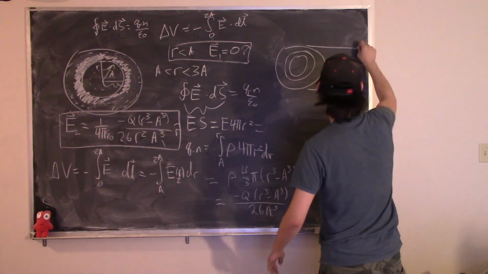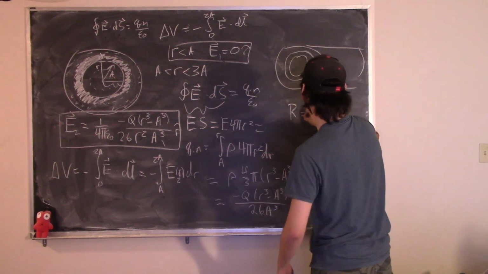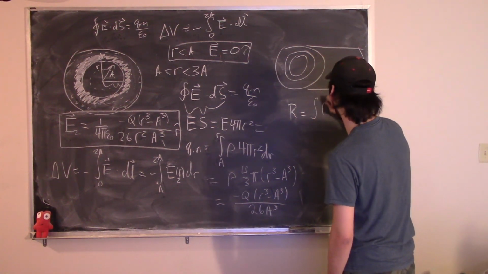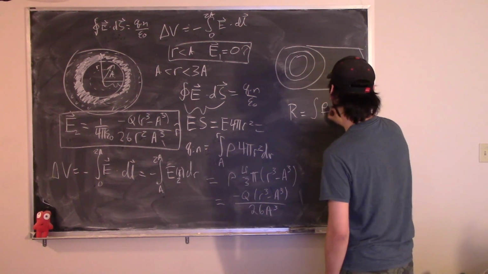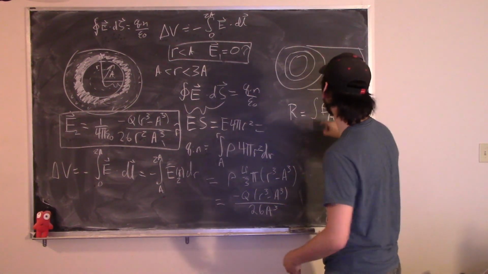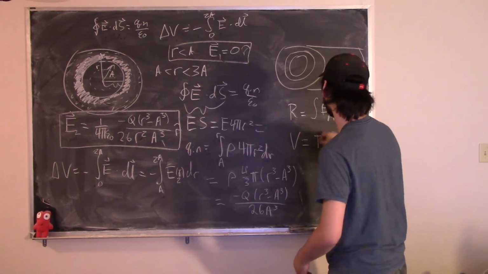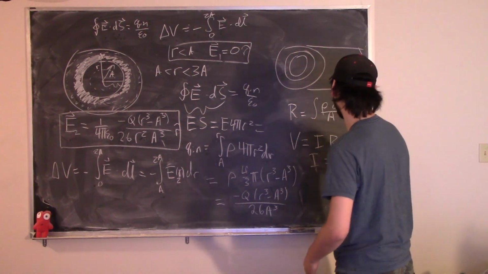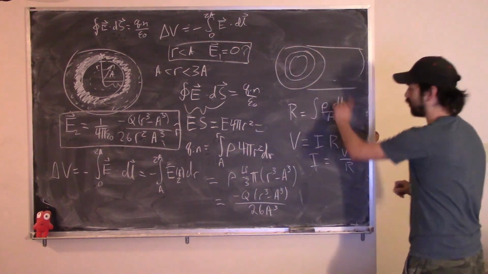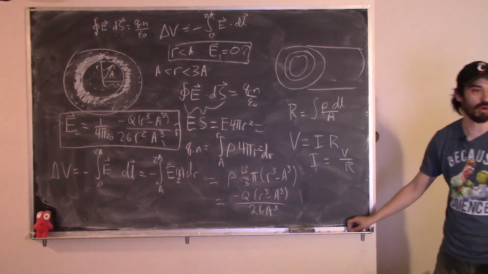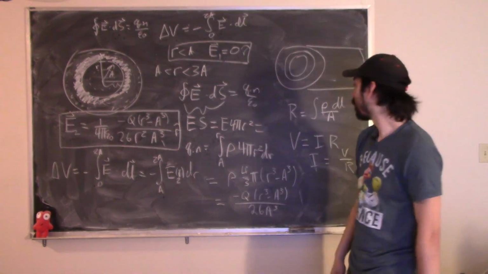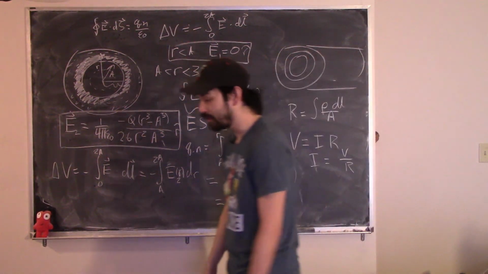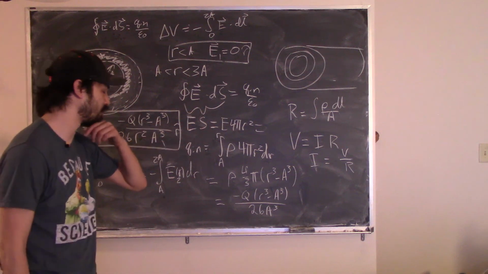What I could do is say that R is equal to the integral of rho dl over A, and then calculate what R is this way, and then say V is equal to IR. And so in this case, I is going to be equal to V divided by R once I calculate what the resistance is. That's a perfectly fine way to do that. You're more than welcome to approach the problem like that. I just did it the way that I've been doing it.